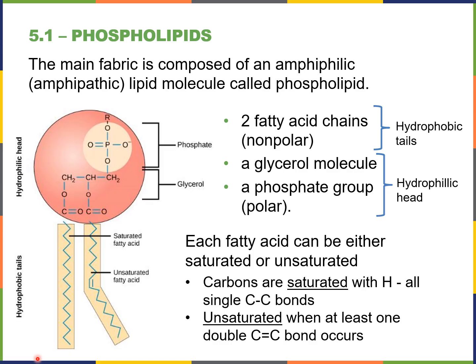The fatty acid tails can be either saturated or unsaturated. Saturated, of course, means that they only have single bonds between their carbons, and unsaturated means that they have at least one double bond, which gives the tail a kink. These kinks make the membrane more fluid in regions with unsaturated fatty acid tails, while the saturated tails pack more tightly, making those regions more solid.